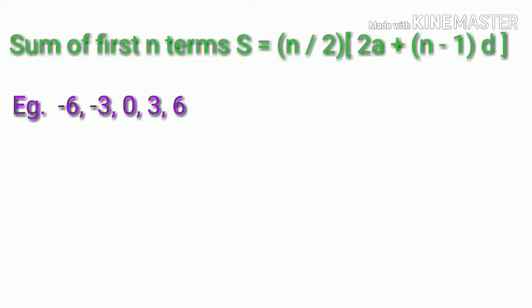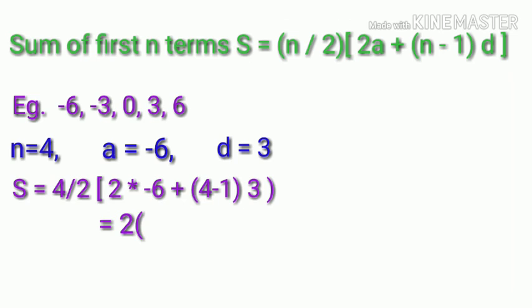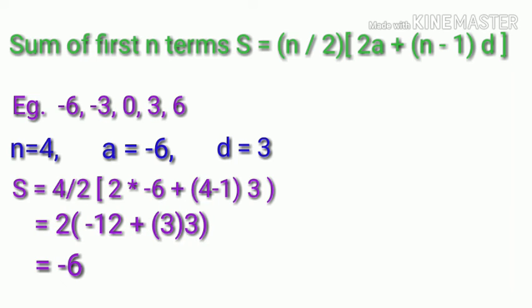Let's find the sum of the first 4 numbers using this formula. So we have n equal to 4, A, that is the first term, equal to minus 6, and the common difference D is 3. Let's substitute all these values in the formula above, and by using the BODMAS method, we solve this equation. So we get the sum of the first 4 terms as minus 6.